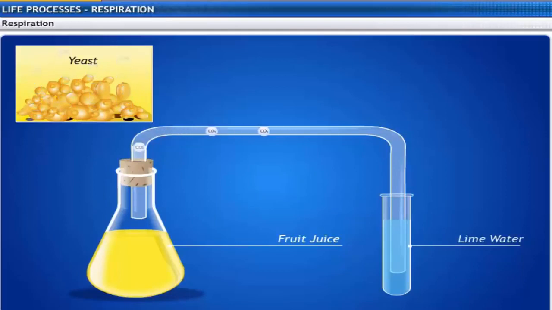You will find that the lime water turns milky. From this activity, you can conclude that microorganisms release carbon dioxide. Yeast acted on the sugar present in the fruit juice and released carbon dioxide. This process is called fermentation.